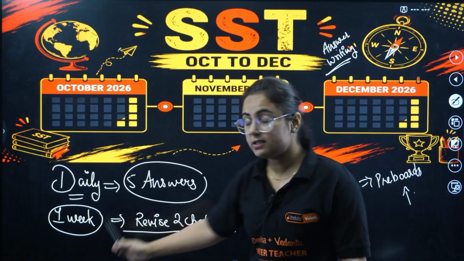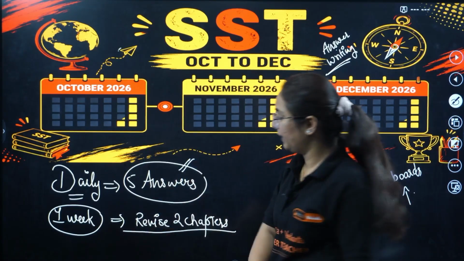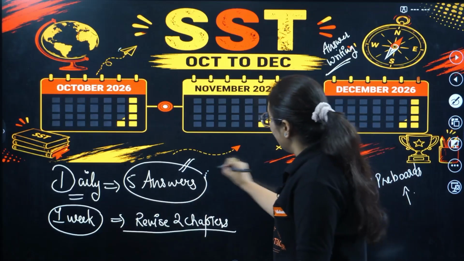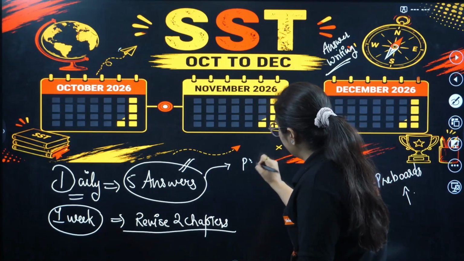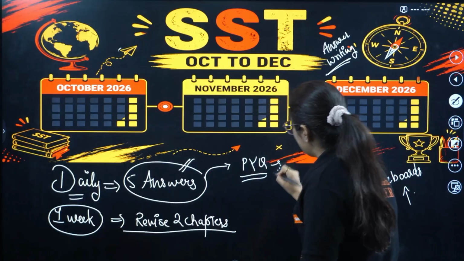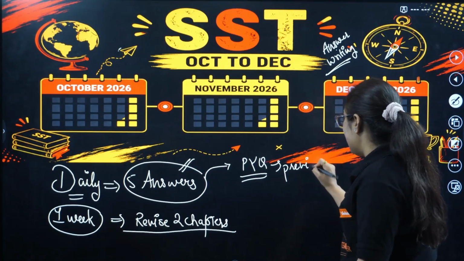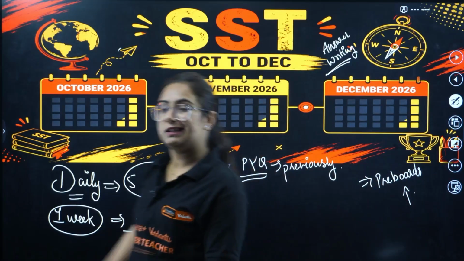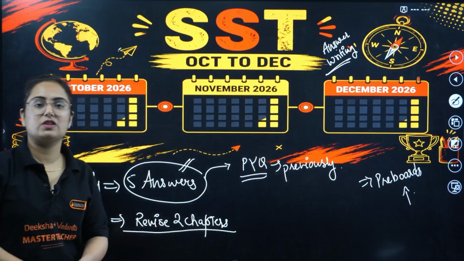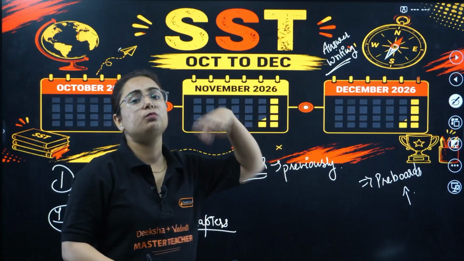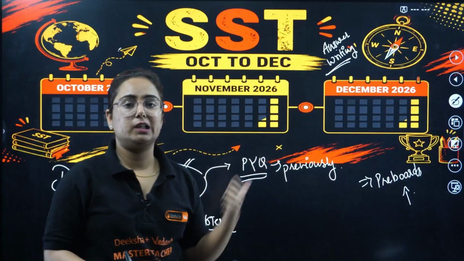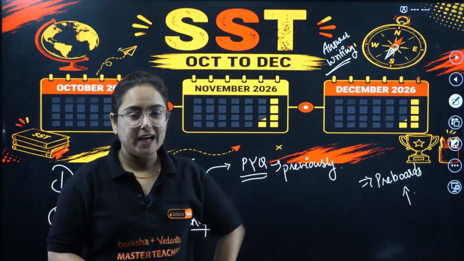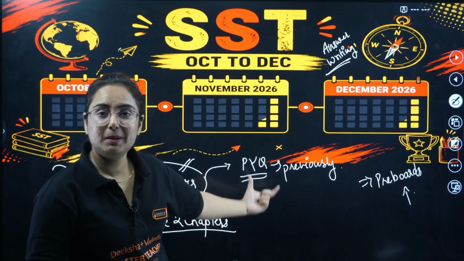What you need to do is, daily you have to write 5 answers. In a week, you have to revise 2 chapters. While writing these answers, you need to focus on PYQs. That means previously asked questions. Okay. You are in the month of October, and now you can evaluate which questions were asked previously, repeatedly. You have multiple sources on the internet, multiple resources, books, etc. in the market too. Okay, so the major target will be PYQs.